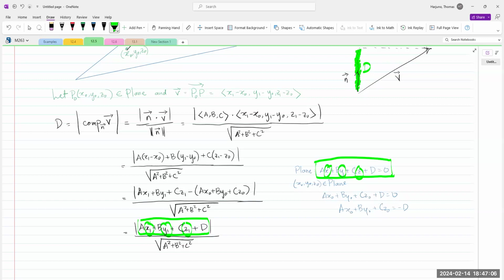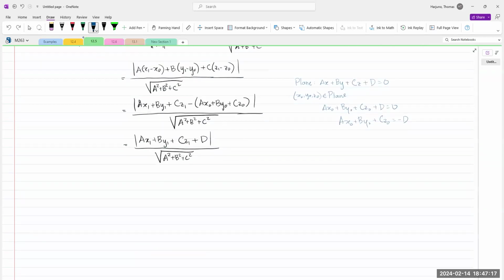Okay, so let's do some problem. I think the easiest problem we can get is example 8: find the distance from the plane with equation 2x minus 3y plus 6z equals 15 to the origin 0, 0, 0.